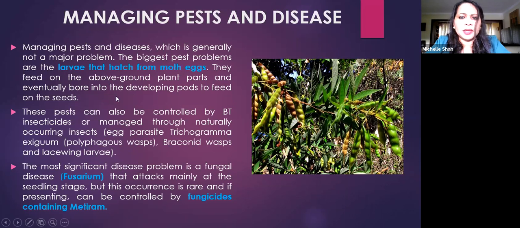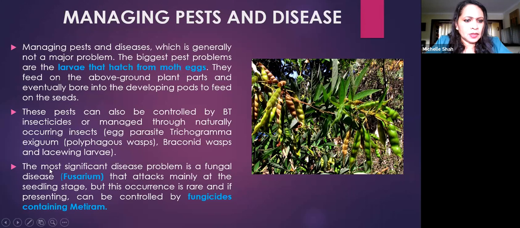So these pests can also be controlled by BT insecticides, meaning these are a species of bacteria that live in the soil. Those are BT insecticides. They attack the pests, or they are managed through naturally occurring insects. So you have natural biological control of pests in this case.